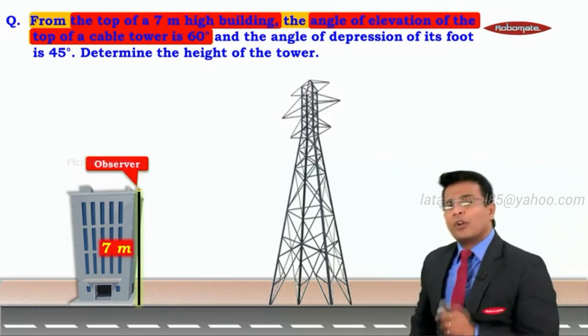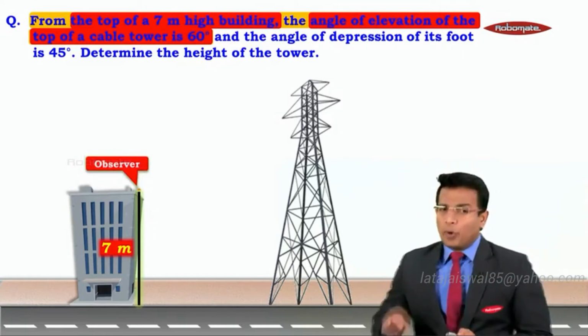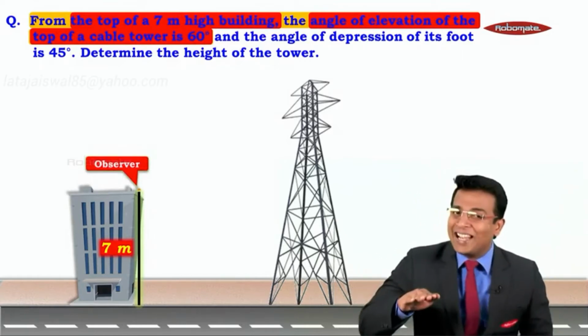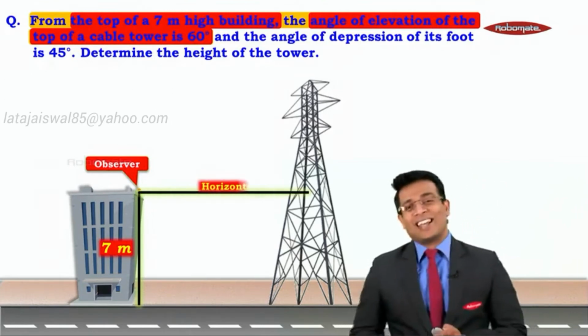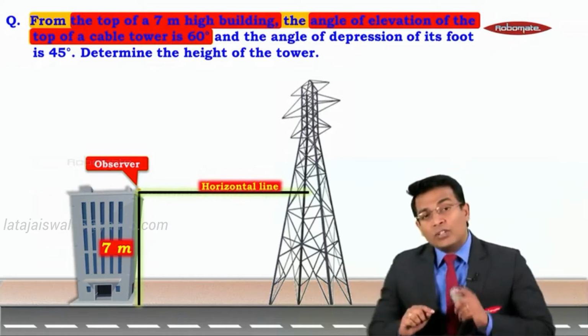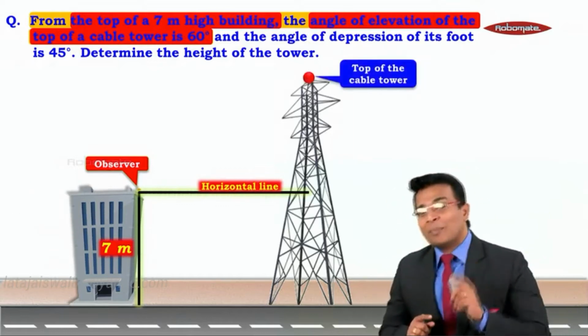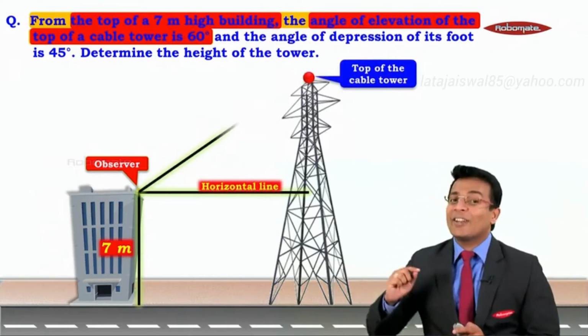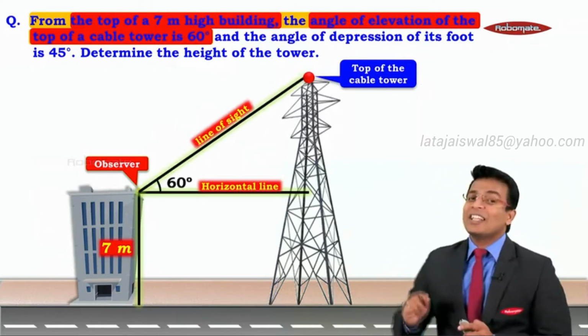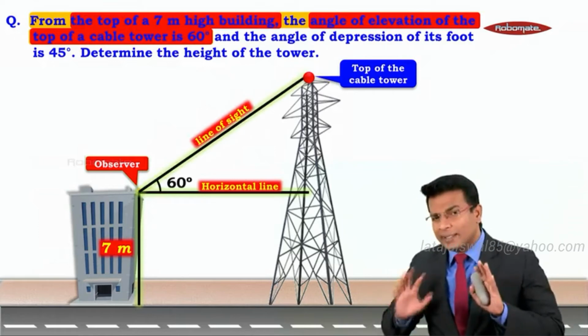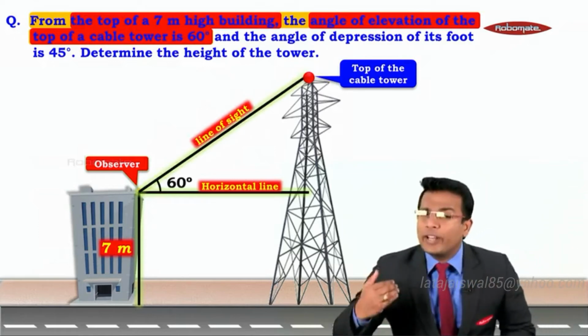Okay. So first we have an observer at the top of the building. The moment you have an observer, first we need to have a horizontal line. Now he is not on the ground, he is on the top. So from there you draw a horizontal line parallel to the ground. Now he is observing the top of the cable tower. So when he is observing that, there is a line of sight. And this line of sight is making an angle of elevation which is 60 degree. Wasn't that easy? Simple, right? We understood this. Now let's go on to the next part.